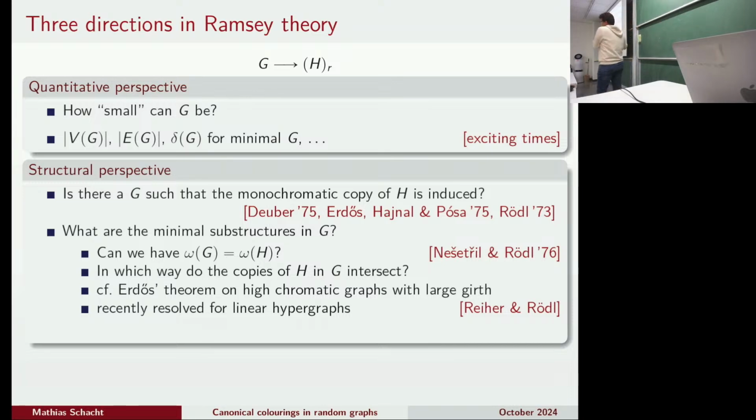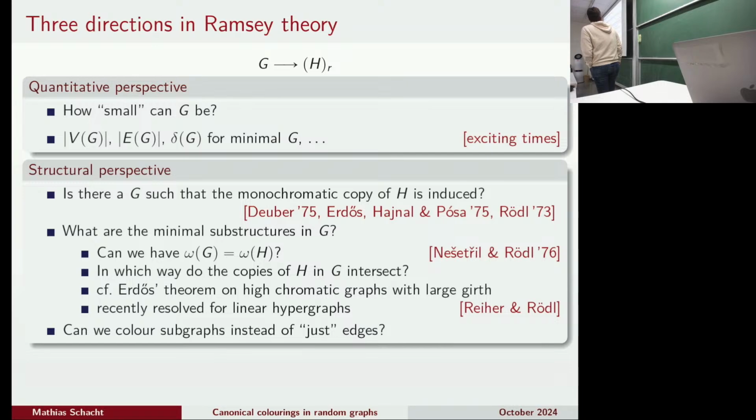Now, what a short cycle of copies of H means, maybe this should not be my topic of the talk. All I want to say is that this is the structural perspective on Ramsey theory. So if somebody says he or she does structural Ramsey theory, then maybe these are the types of questions they're interested in, and this is a field where there has also been large activity in recent years.